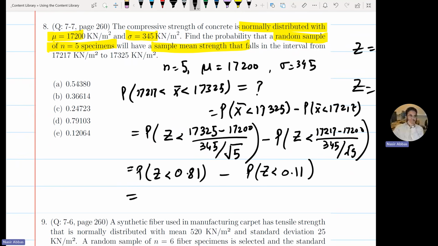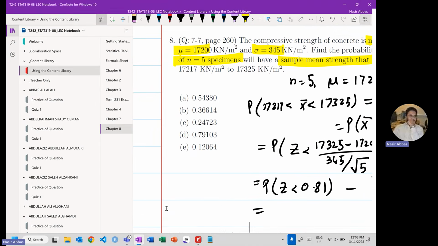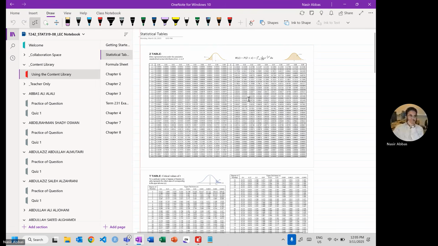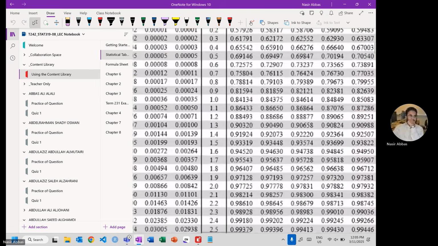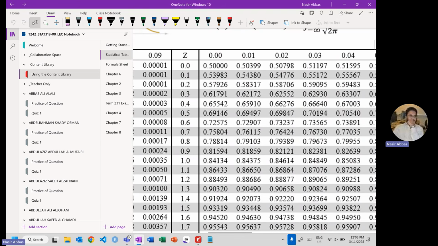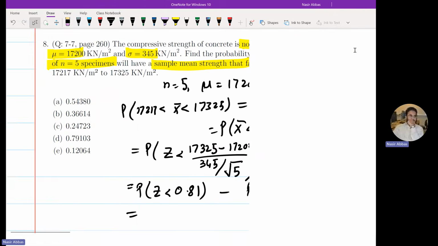We go to the Z table, and I will take you to the Z table and look for less than 0.81 and also look for less than 0.11. So when we go to the Z table, what is the area under 0.81? 0.79103. And what is the area under 0.11? 0.5438. So you take these two values and go back and plug it into that expression that you got.